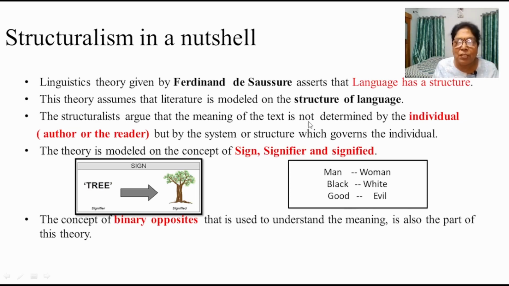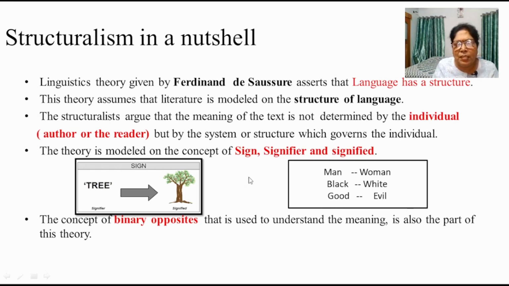Structuralists were not interested in the significance of the author or the reader, and they were not worried about the context in which the text was written. The theory of structuralism was modeled on the concept of sign, signifier and signified. For example, if we say the word tree, written or spoken by someone, it works as a signifier, and the concept which comes into the mind of the reader or listener is the signified, and it is represented through the sign which we usually use in the language.